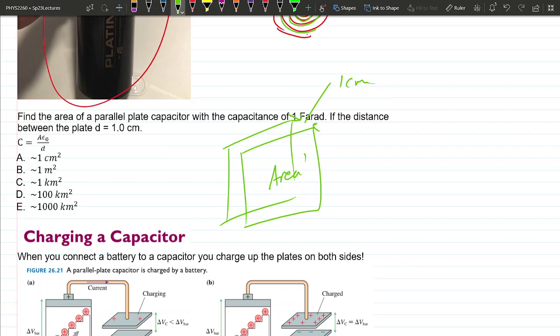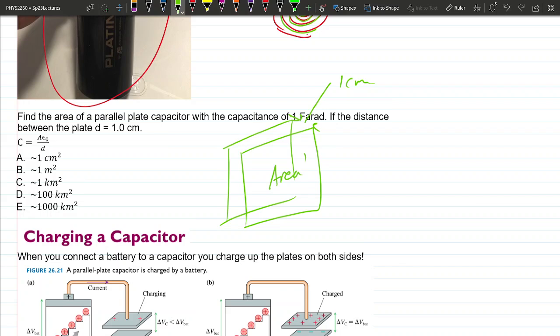What do you think it's going to be, actually? If you don't have a calculator, just estimate: is it going to be a centimeter squared, a meter squared, a kilometer squared, 100 kilometers squared, or 1,000 kilometers squared? What's the area, do you think? If you have a calculator, you can calculate it.